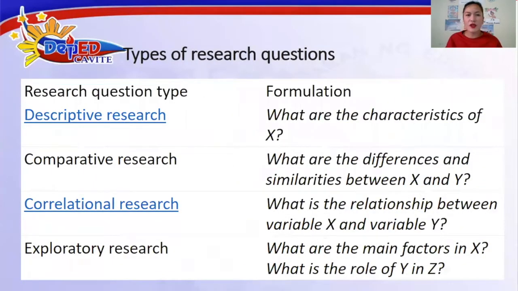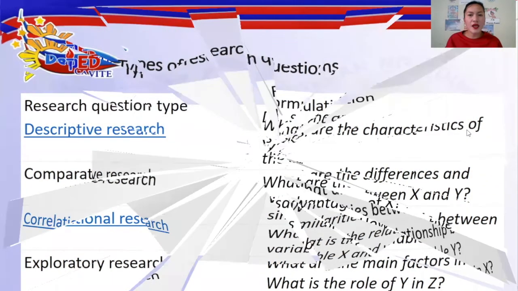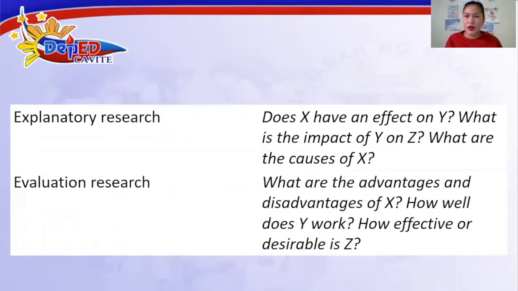So now let us check the other kinds of research questions. Types of research questions. If you are making a descriptive research, you use descriptive questions. Comparative research compares, like the differences and similarities between X and Y. Correlational research is used in finding the relationship. Exploratory research is if you want to explore something, like what are the main factors. Next is explanatory research. We use explanatory research in finding the effect or the impact, like what we have here. Does X have an effect on Y? Or what is the impact of X on Y and Z?